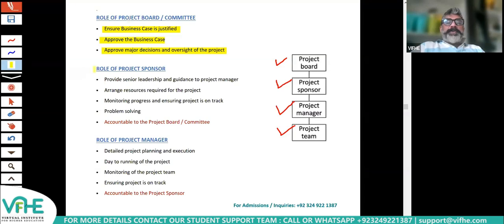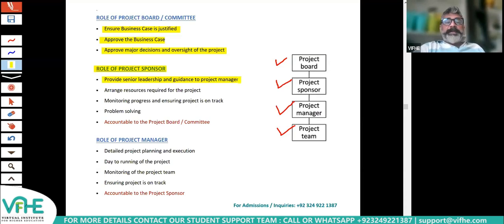What is the role of a project sponsor? A project sponsor provides senior leadership and guidance to the project manager. So a lot of students are confused. Who is a sponsor? A sponsor is the person who is ultimately responsible and accountable for the project. Okay, I will repeat. A sponsor is a person who is the final authority, who is responsible and accountable for the success or failure of the project.